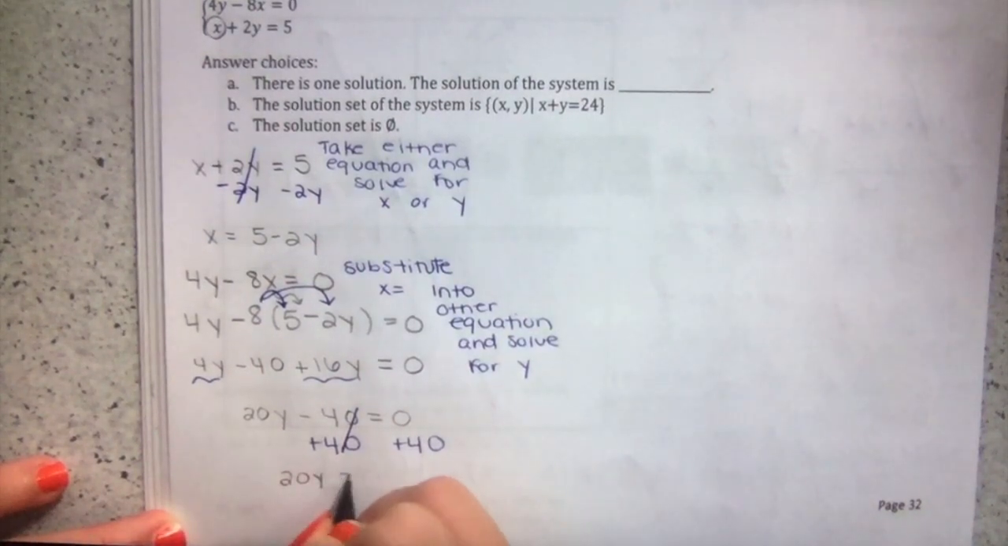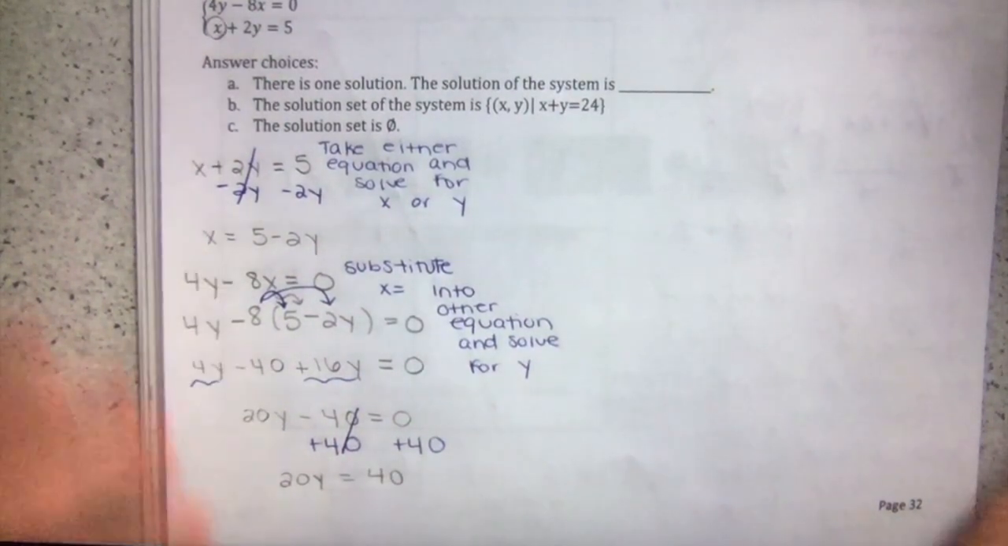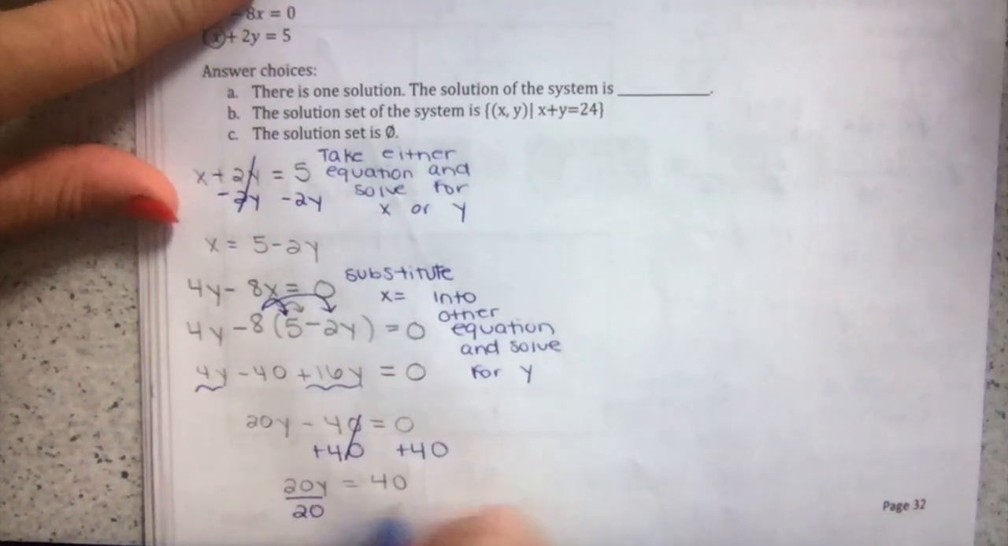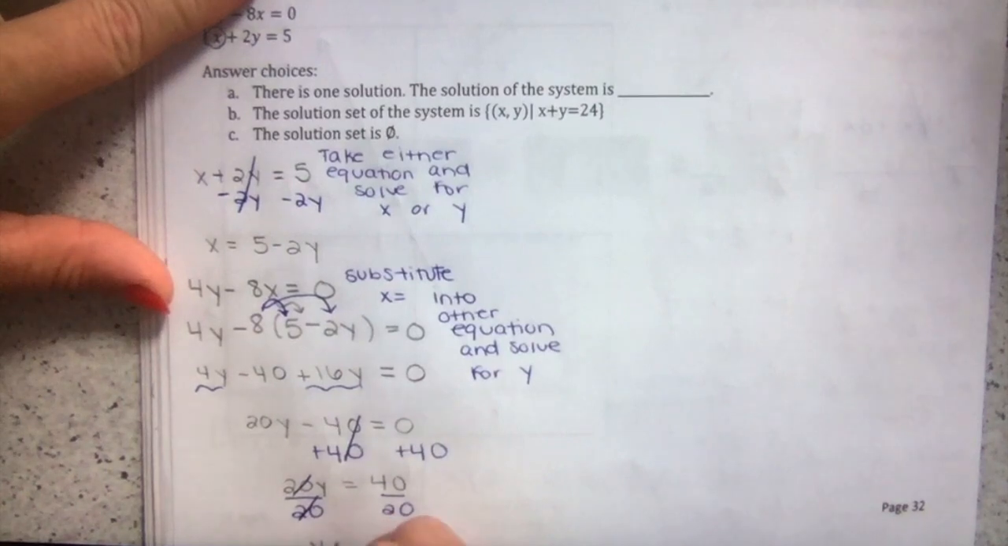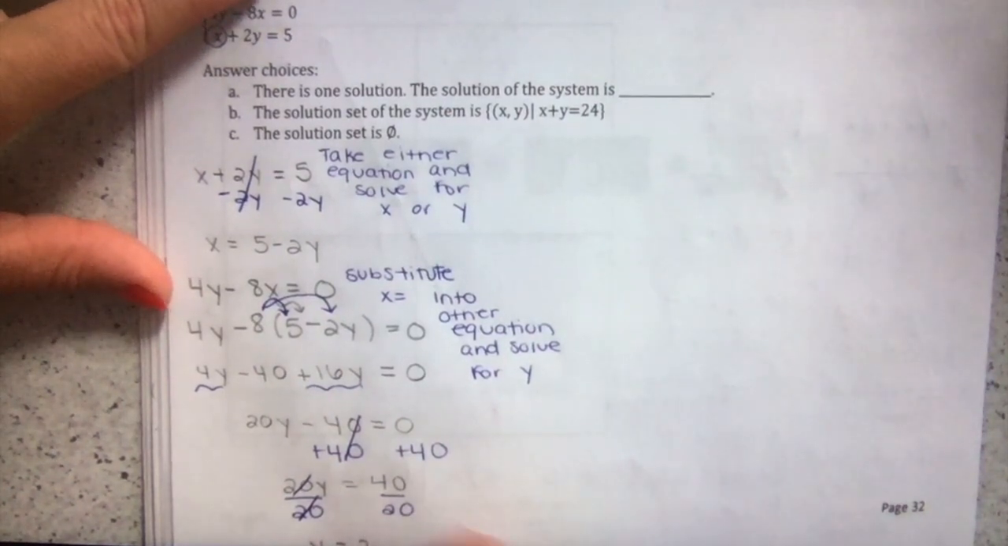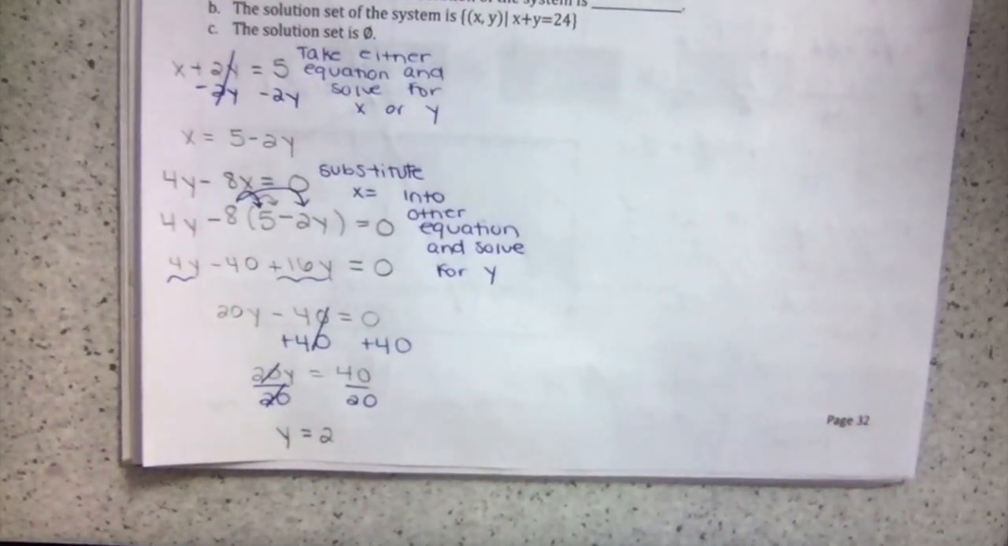So 20y equals 40. And last but not least, getting y by itself, we divide both sides by 20. So we get y equals 40 divided by 20, which is 2. So y equals 2. We're halfway done. Now we just need to get what x equals.